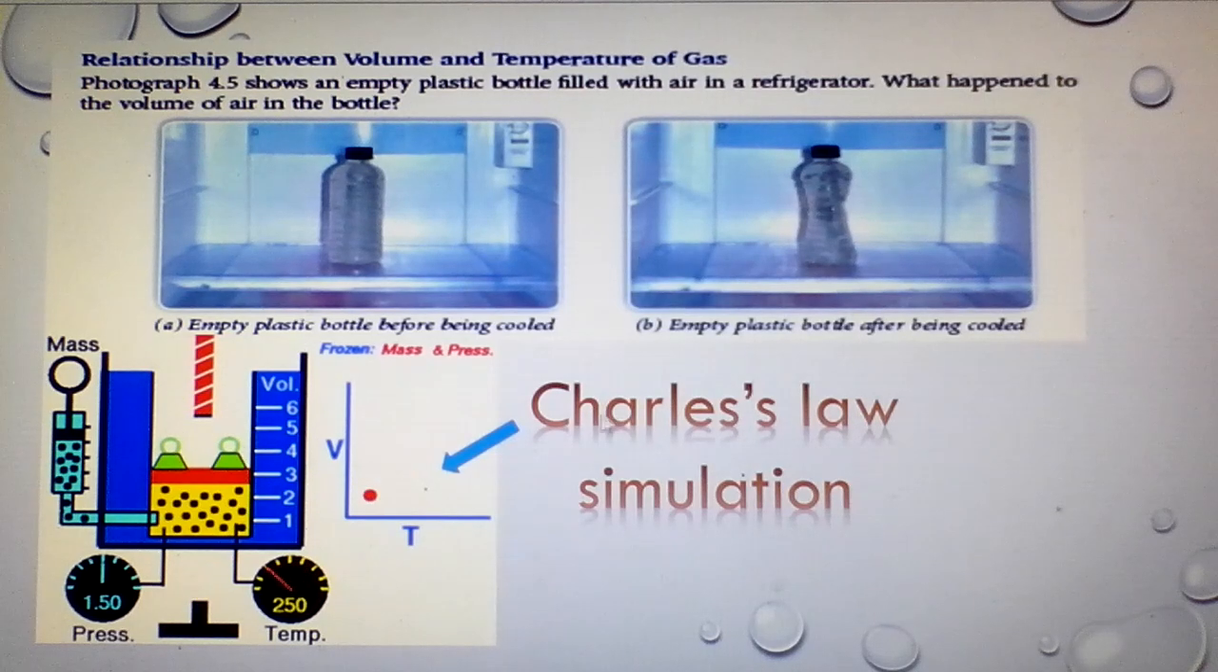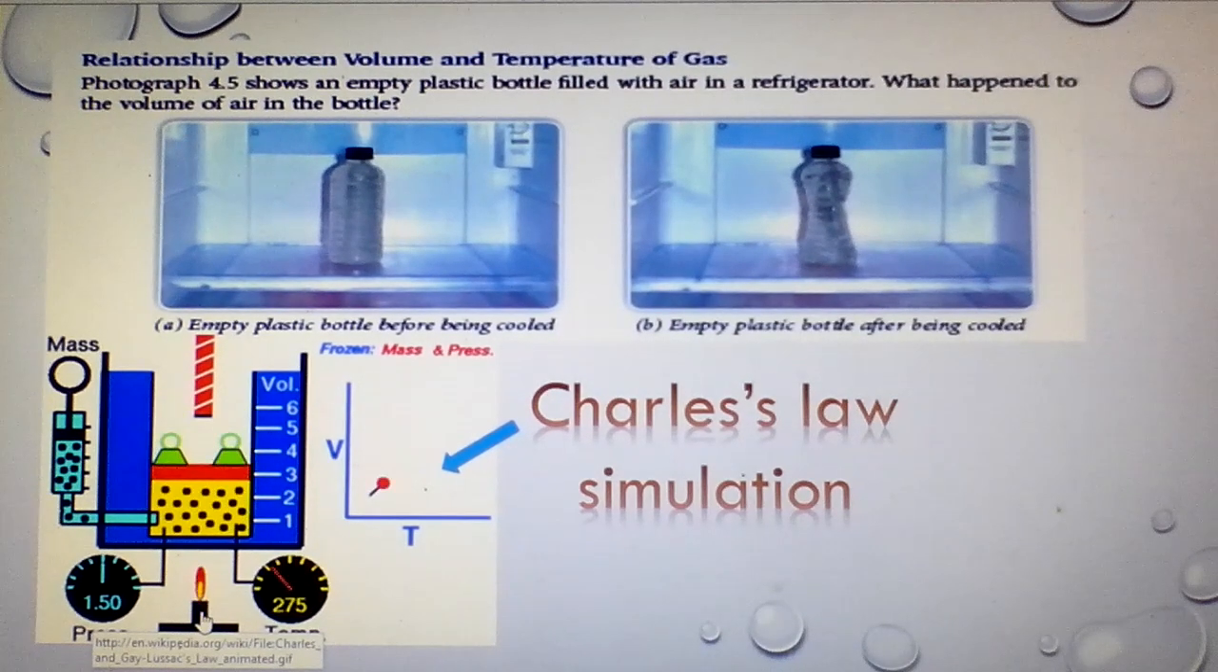Look at here, we have a Charles's Law simulation. We make the pressure constant, same as in Boyle's Law. We discussed pressure, volume and temperature. So in this topic, Charles's Law, we discuss volume and temperature, meaning pressure is constant. You look at the pressure meter here, 1.5, meaning constant. We have a container containing molecules of air or gas. We put a load here and the piston is able to move up and down.